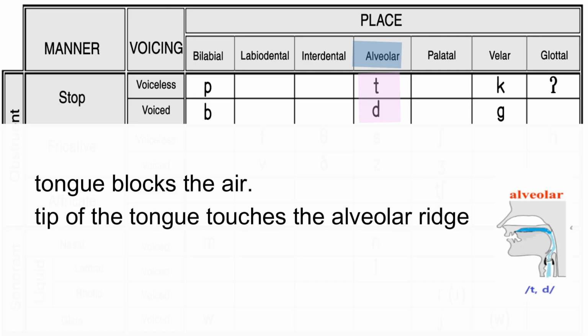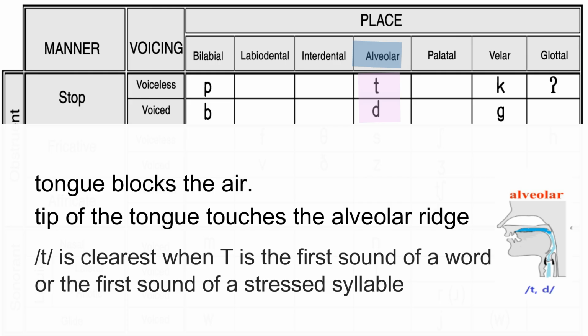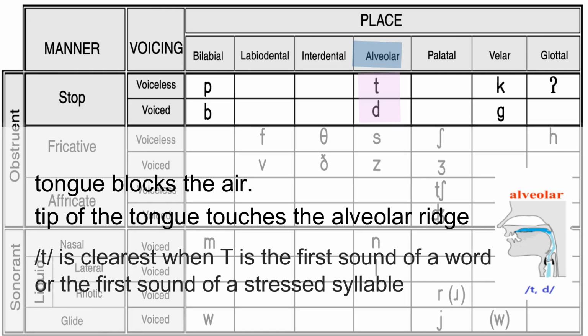The aspiration for ta is greater when it is the first sound of a word or the first sound of a stressed syllable. An initial ta or da is much easier to recognize than final ta or da.